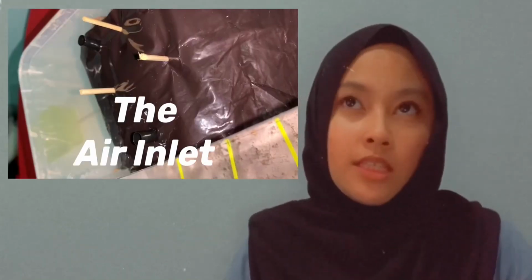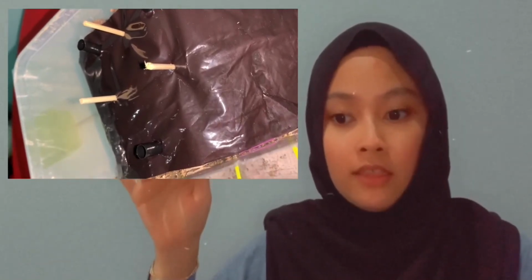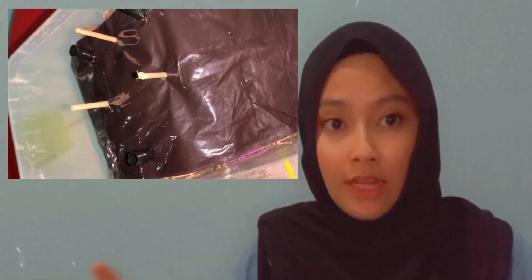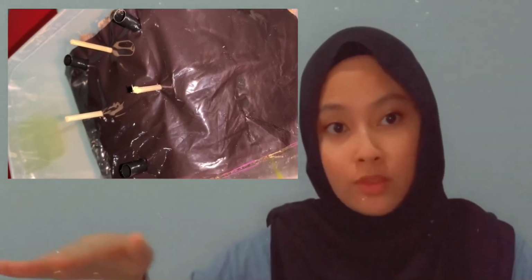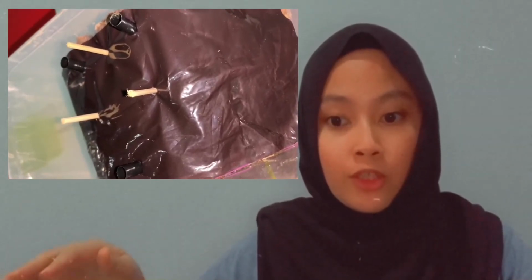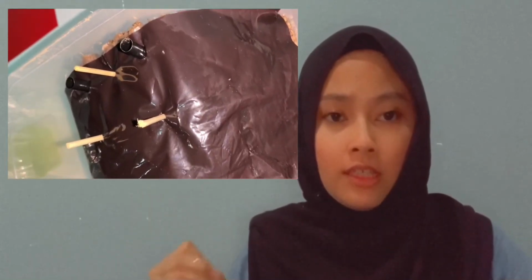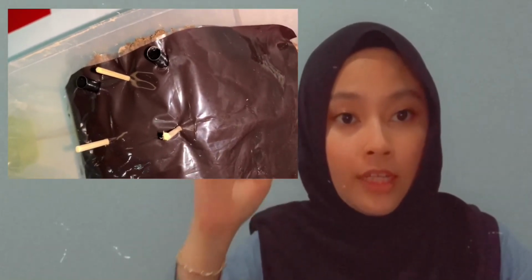So for the next part of this video, I wanted to explain the more technical components of this model. The first thing that I want to explain is the air inlet. This air inlet is located on top of the pile because, in my opinion, the air pump is located below the surface of this pile. So to increase the effectiveness of aeration in the pile, they used an air inlet.